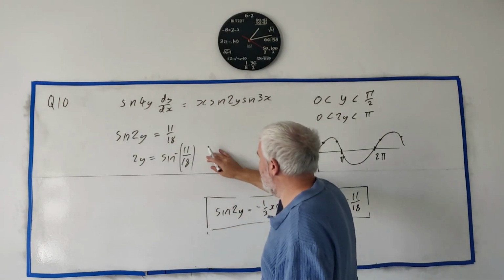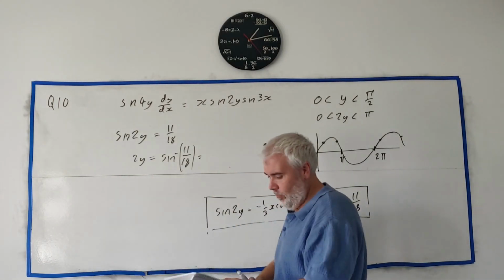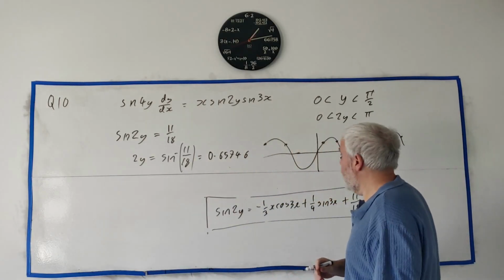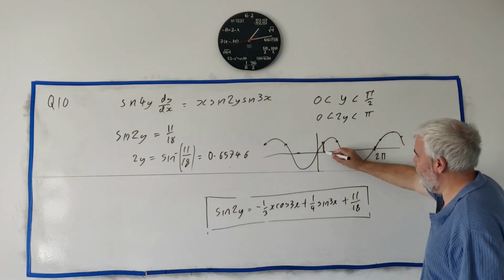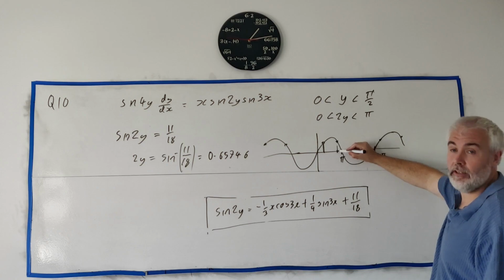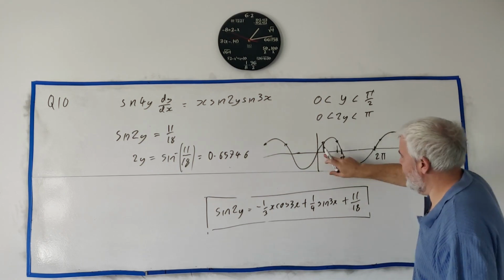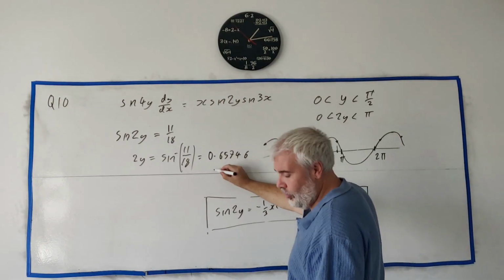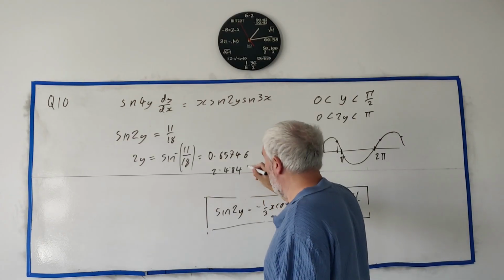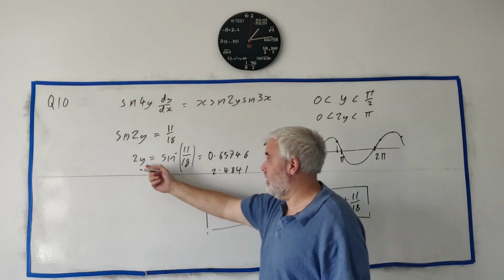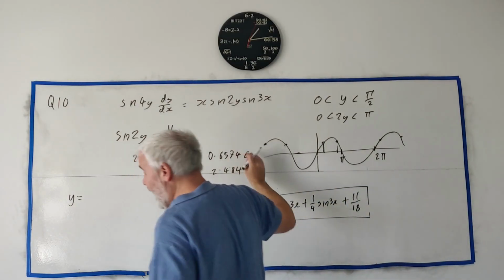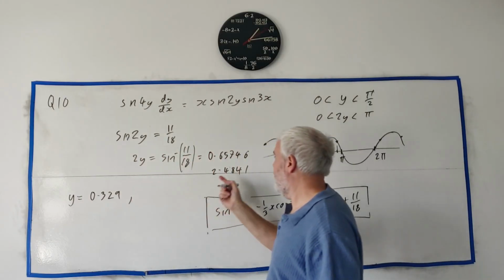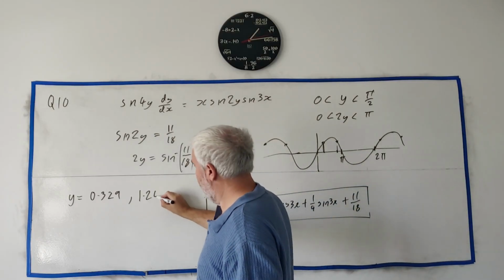Either way, you should get for your answer, your calculator will first of all give you 0.65746, but then you need to use your brain. That'll be this one. You need to use your brain to figure out this one here. If this is 0.6 away from 0, this is 0.6 away from pi. So pi minus this is your other answer. That'd be 2.4841, something like that. But your final answer is what's y? Y is equal to half of both of these, which is 0.329 is one answer, and half of this is 1.24.